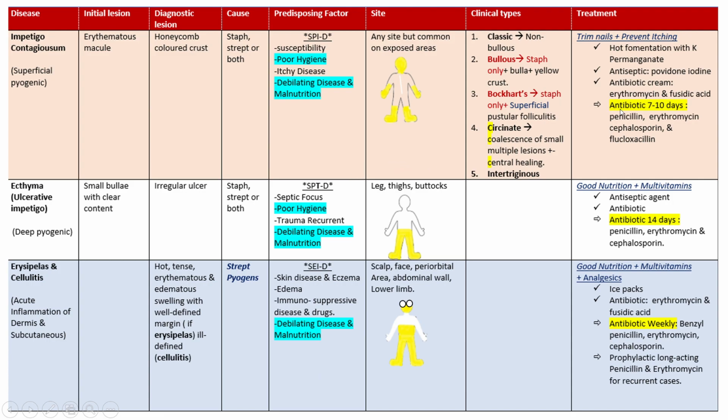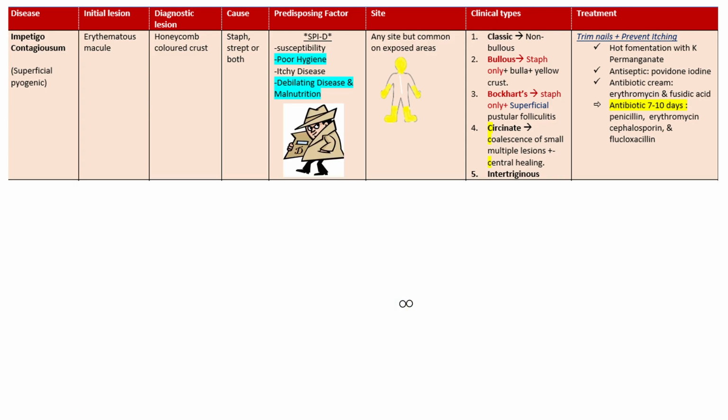The main line of treatment is antibiotic. Maybe the duration of treatment will vary. However, the main line of treatment for all of them is antibiotic, as all of them are bacterial skin diseases. So let's start with Impetigo contagiosum and take a closer look.